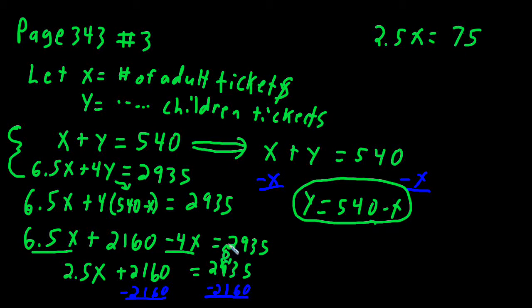We also want to know how many children's tickets were sold. So you can go anywhere where you've got a y. Right here would be the easy place. Replace x with 310. Let's see, I don't think I need a calculator for this. That would be 230 children's tickets. Okay, well, I hope this helps.